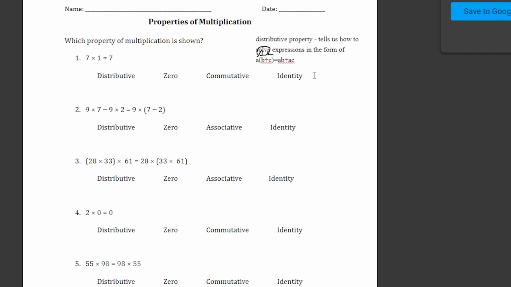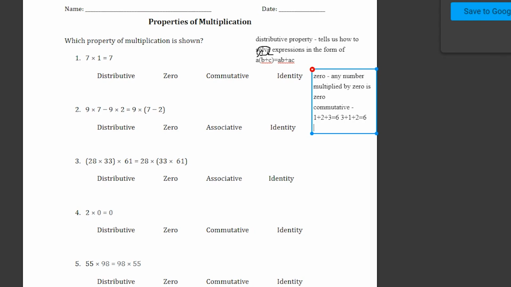Next we have the zero property, which is saying that any number multiplied by 0 is 0. Next we have the commutative property, which says that changing the order of addends doesn't affect the sum. So for example, if you have 1 plus 2 plus 3, which equals 6, we can also say that 3 plus 1 plus 2 still equals 6.